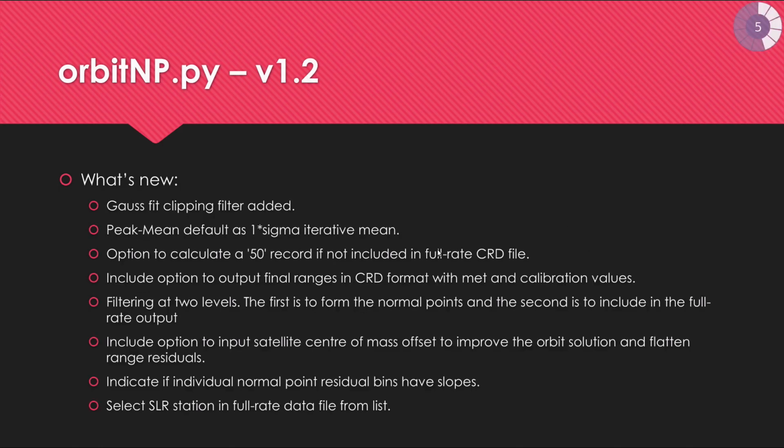Version 1.2 included a Gauss fit clipping, a different default method for determining peak, which is a one sigma iterative mean. It can calculate the 50 record now, which is the statistics of the whole pass record in the CRD. Maybe not every station has included this, and if it's not there, then it can be generated.